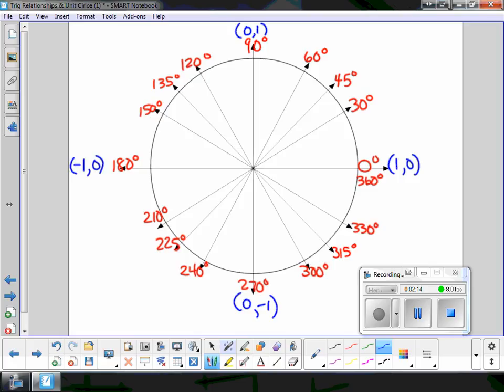Those are also good reminders of where things are positive and where things are negative. So over here to the right, you have 1, 0. Everything's going to be positive up there. When you look over here to the left, you notice that the x's are negative, so make sure your cosines are negative. Anything below the x-axis, your sines should be negative.